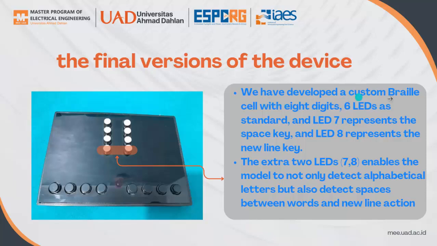So we have developed a custom Braille cell. Why do we call it the custom Braille cell? As we know, a Braille cell consists of only 6 holes, but we added 2 extra LEDs. LED number 7 represents a space key, and LED number 8 represents a new line. So the extra 2 LEDs enable the model not only to detect the alphabetic letters but also to detect a space between words and the new line action.